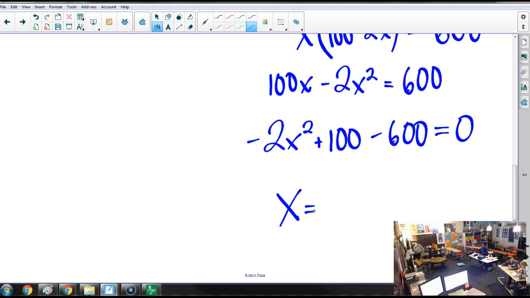Yeah, none of your answers will be negative, because it has the y-intercept at negative 600, and then it comes right from there, and it's upside down. So we think generally what this parabola is going to look like.